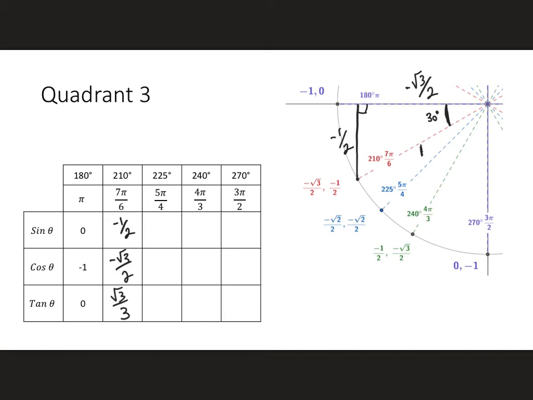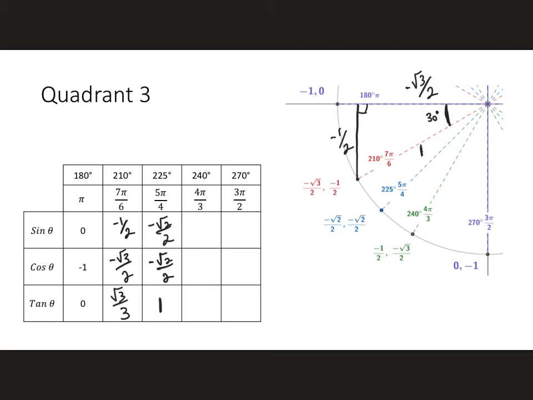All right, let's move on to 5 pi over 4 radians, or 225 degrees. The sine will be negative square root of 2 over 2. The cosine will be the same, negative square root of 2 over 2. Remember, this one's based off a 45-degree reference angle, and that's why the sine and cosine are the same. And then the tangent, it's the same thing over itself. It will be 1.